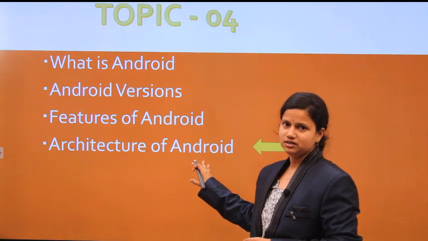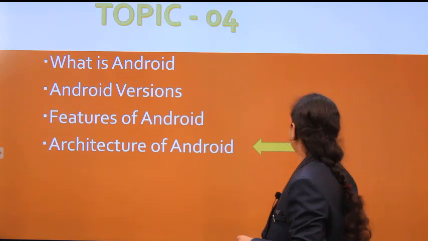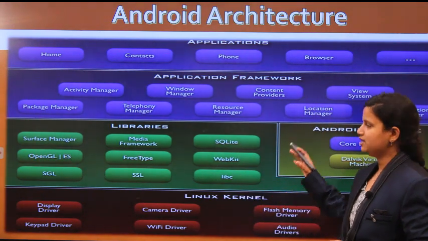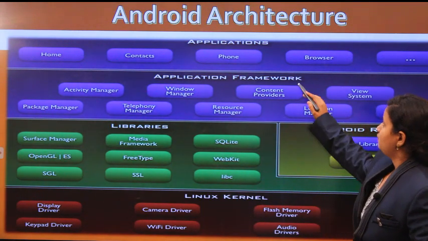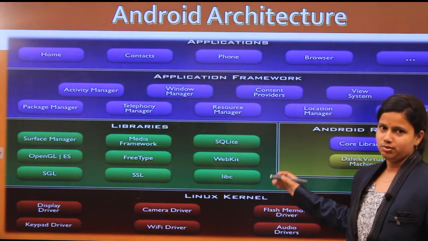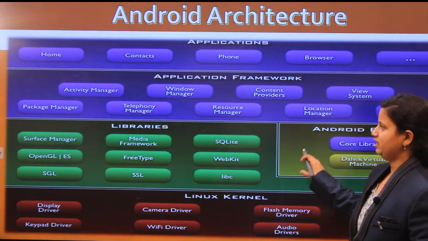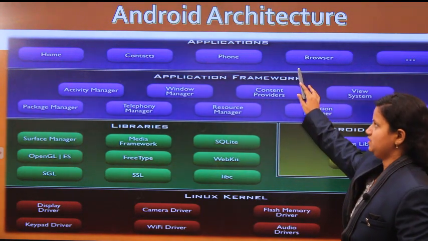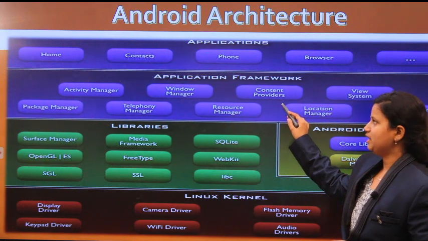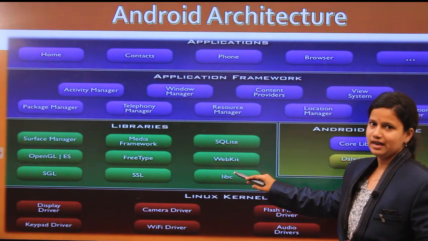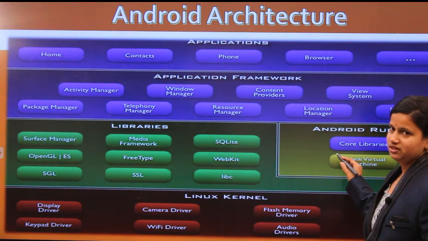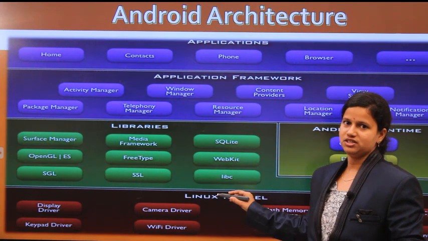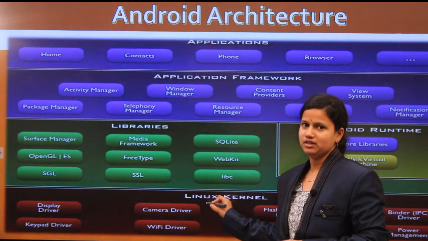Today's topic is the architecture of Android. This is the architecture of Android. When you observe, 1, 2, 3, 4 layers can be seen, but these 4 layers are categorized into 5 sections. The first section is applications, the second one is application framework, the third one is libraries, the fourth section is Android runtime, and then the Linux kernel. These are the 5 sections in the architecture of Android.